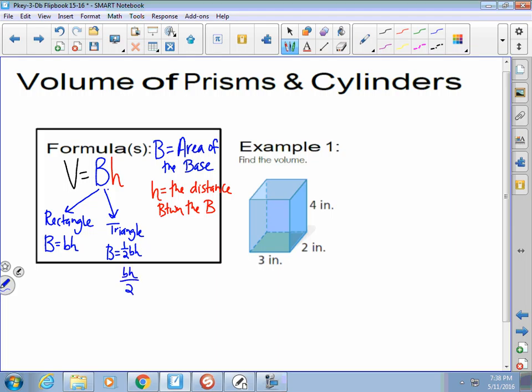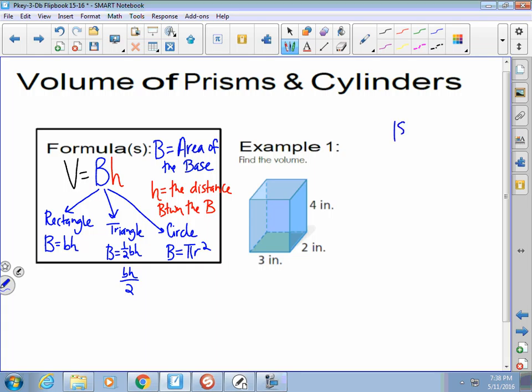And then one other shape my base could be, and I'm going to come over here to the side, is a circle, okay? And if it's a circle, then we're doing pi r squared. So I just want you to understand, we're going to look for these three different shapes when dealing with prisms for our area of base. So go straight into our example 1.